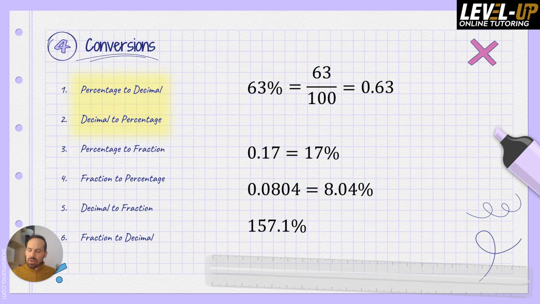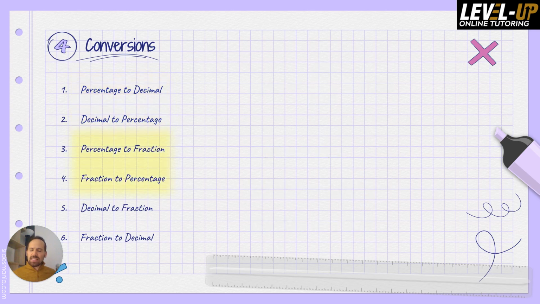Likewise, if you get something like this, where you've got a percentage that is more than 100%, you're going to get a decimal number that is greater than one, like an improper decimal almost. You can kind of see it. But yeah, it works the same way again. You're just dividing by 100, so that decimal point moves two places to the left. So that's that one. The next case is when we're doing percentage to fraction or fraction to percentage.